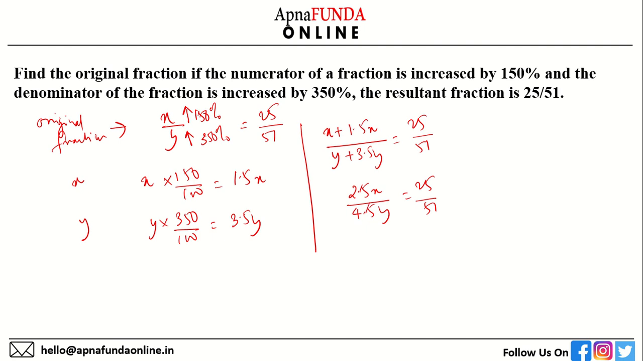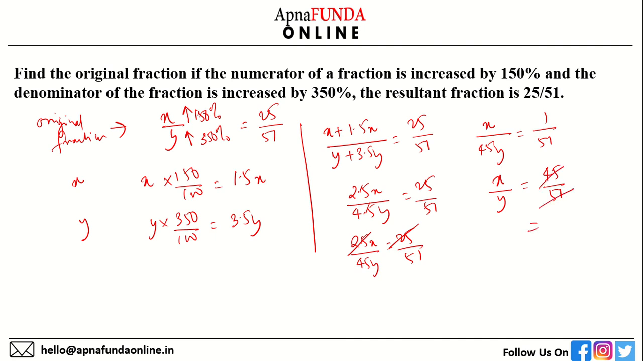I'll just remove the decimals. 25x by 45y is equal to 25 by 51. This 25 goes. Now I am at x by 45y is equal to 1 by 51. Correct? Can I say x by y is equal to 45 by 51? Correct? You further calculate this, you divide it by 3. 15 by 17. This is the original fraction. This is my answer. I hope you are able to get this answer. Easy question.